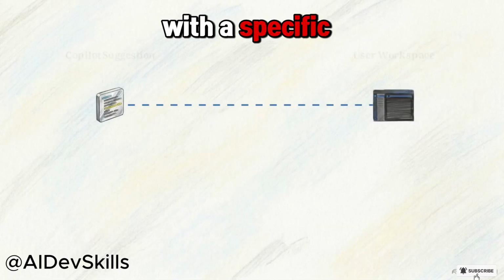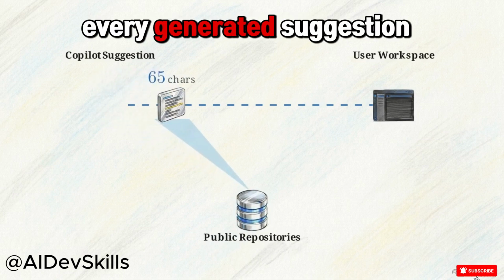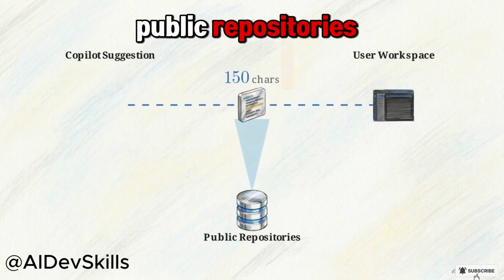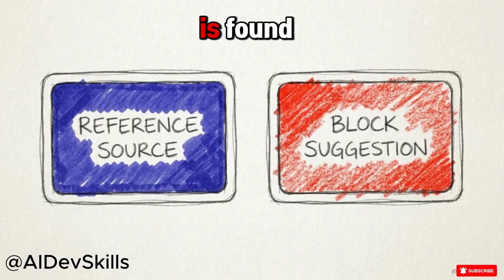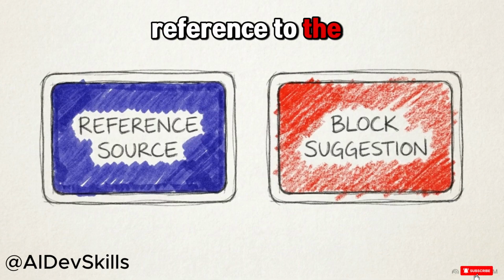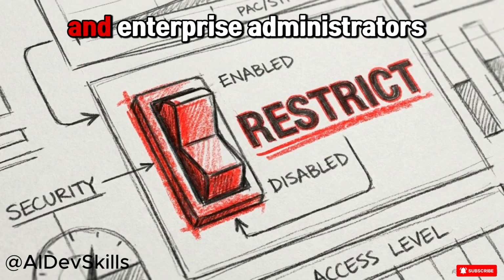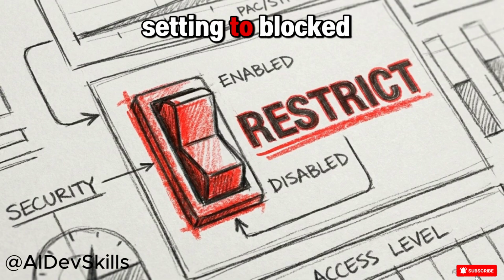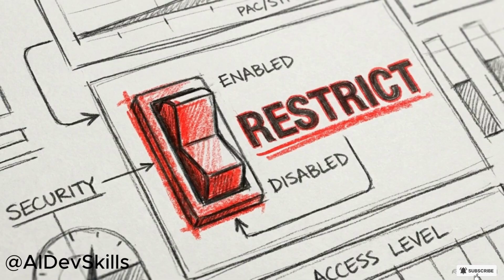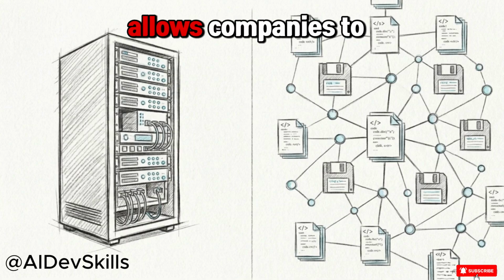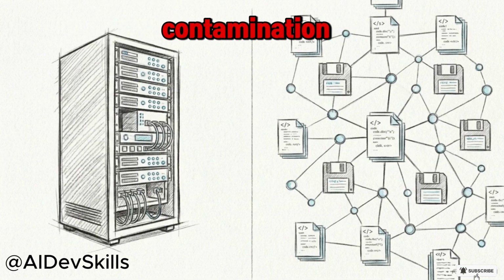GitHub addresses this with a specific technical safeguard: the public code matching filter. The filter compares every generated suggestion against millions of public repositories. It triggers a block if it detects a verbatim match exceeding 150 characters. When a match is found, the filter can either provide a reference to the original source or block the suggestion from the editor entirely. Organization and enterprise administrators can force this setting to blocked, ensuring that potentially licensed code never enters the developer's IDE. Utilizing this duplication filter allows companies to use generative AI while protecting their intellectual property from license contamination.